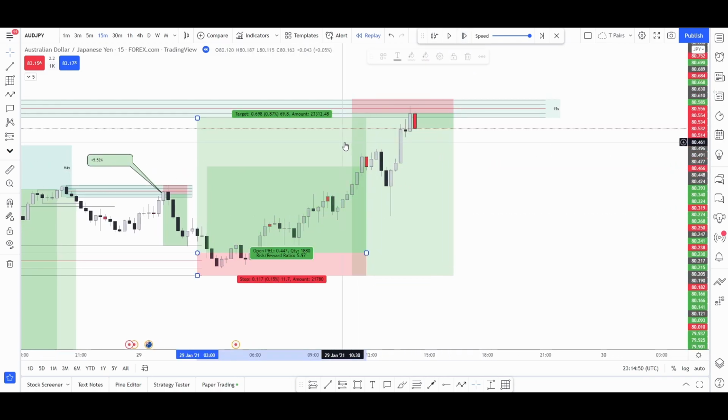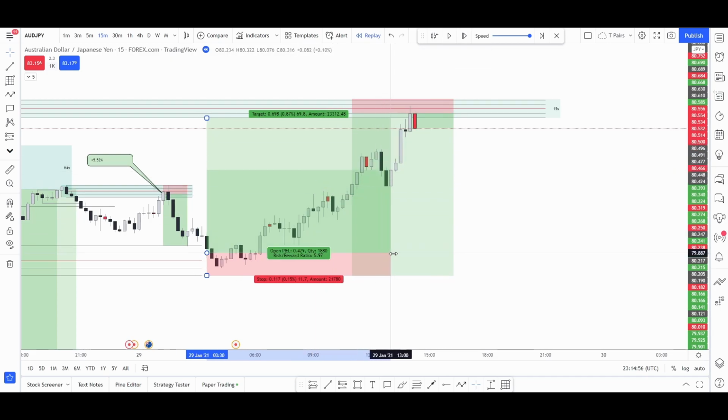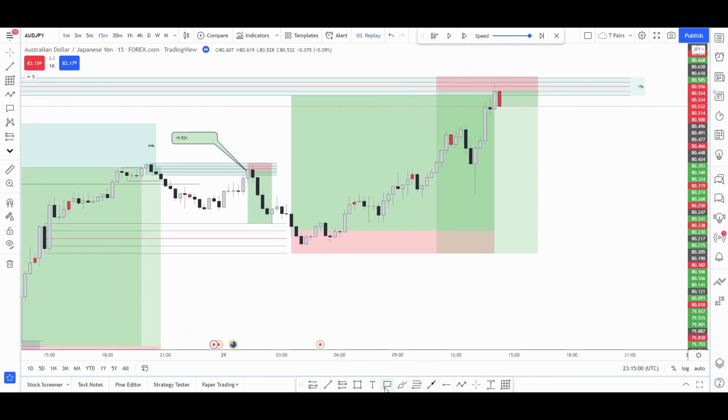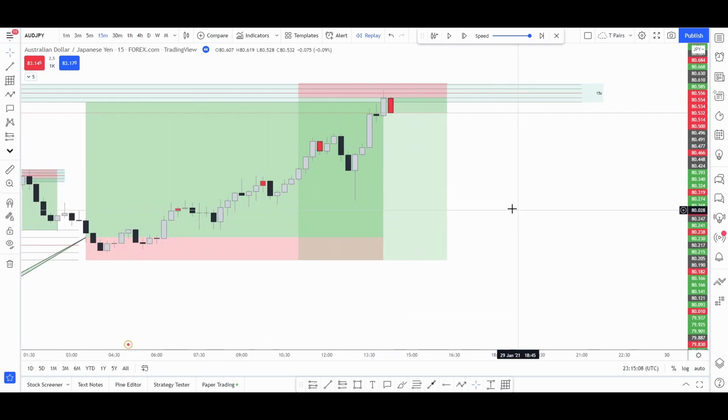Alright, and we have passed the challenge there. So we entered right there, we finished there, that's plus 5.97, let's mark that on the chart. Plus 5.97%. Now we're in this one.